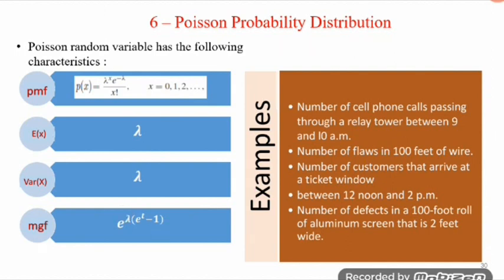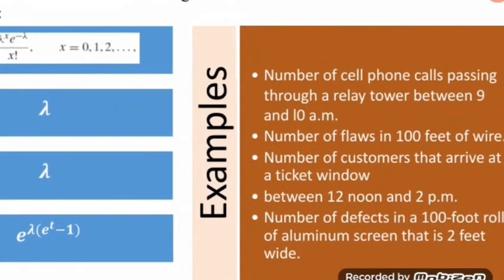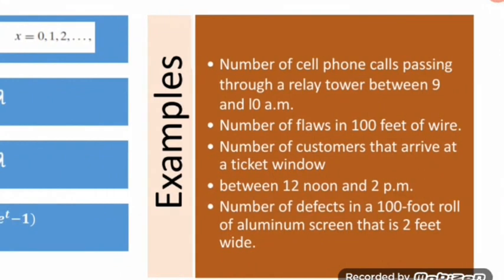If we try to discuss some examples of a Poisson random variable, first, the number of cell phone calls passing through a relay tower between 9 and 10 a.m. is considered as a Poisson distribution.